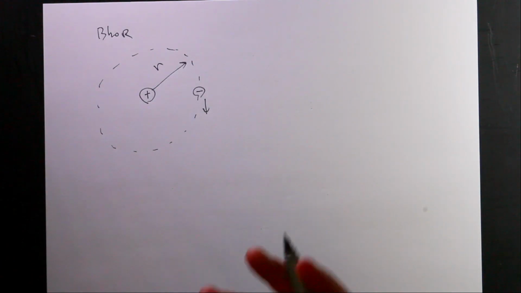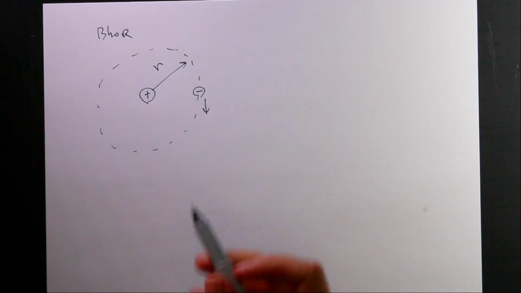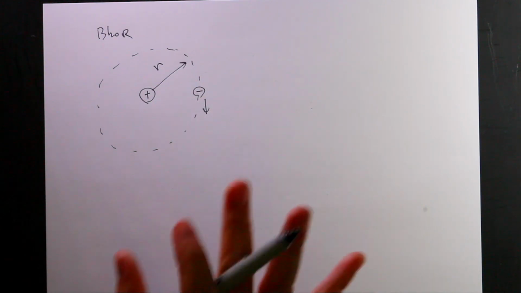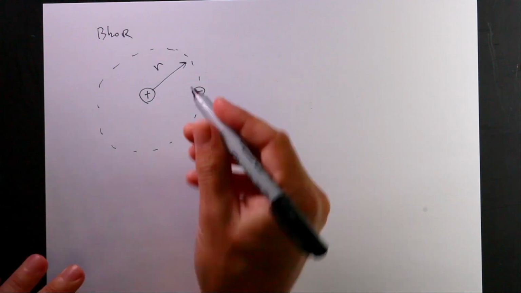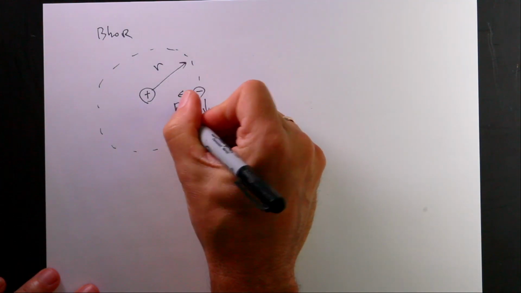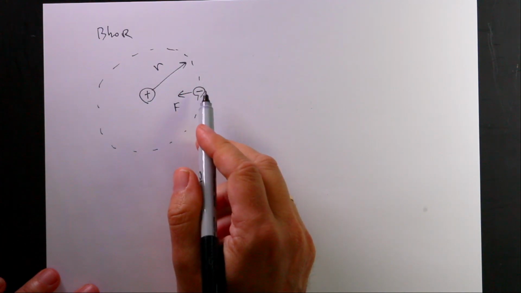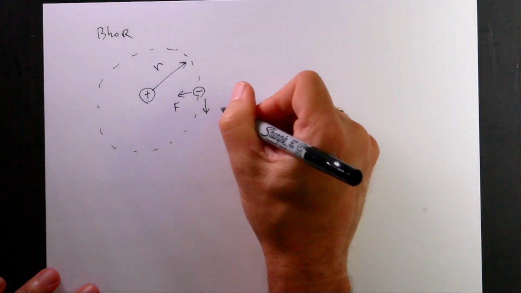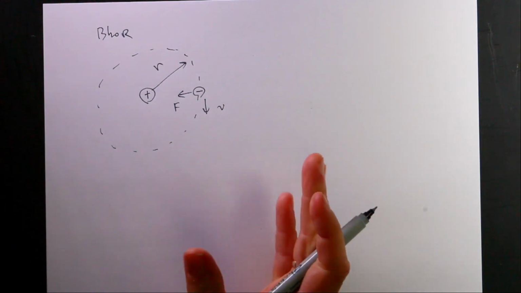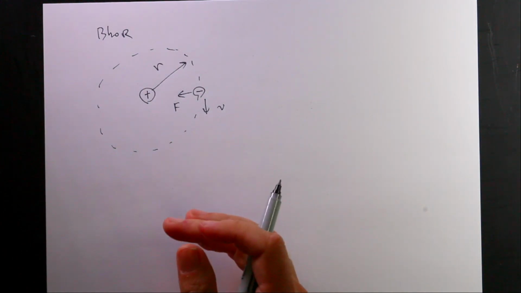So it says an atom is like a mini solar system. Just like the Earth orbits the sun, the electron orbits the proton. Now, this is a wrong model, okay? But this says that there is an electric force pulling on the electron, just like there's a gravitational force pulling on the Earth. And if this is moving with some velocity v, then it orbits. It's wrong, okay? But it does, in fact, work fairly well.